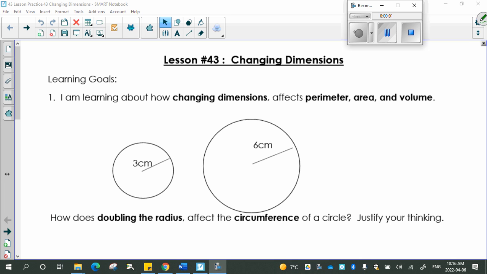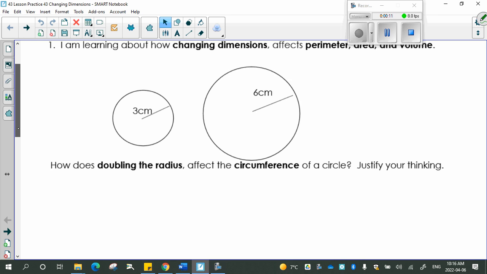Dimensions. So we're learning about how changing dimensions affects perimeter, area, and volume. Okay? So our first question here: how does doubling the radius, so 3 centimeters to 6 centimeters is double, how does doubling the radius affect the circumference of the circle? Okay, so a good plan for this question whenever we're comparing is to find the circumference of each one, and then how do you compare them?